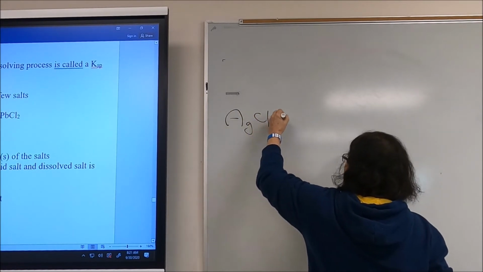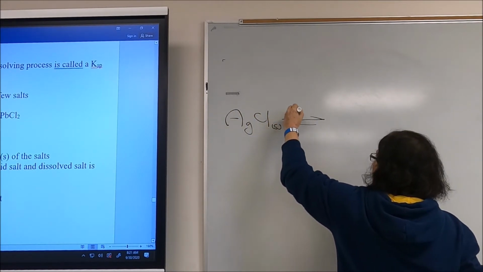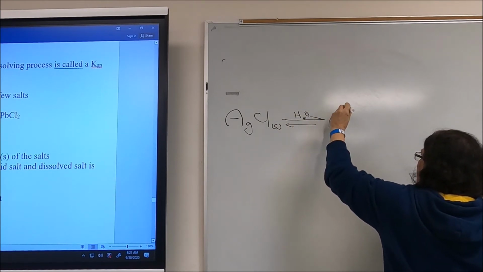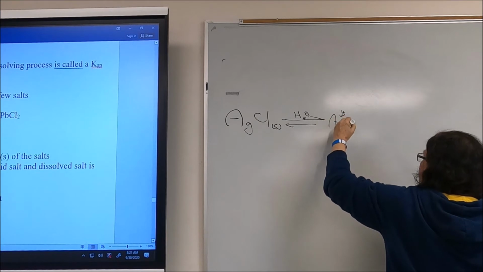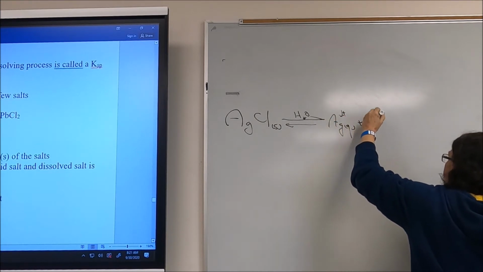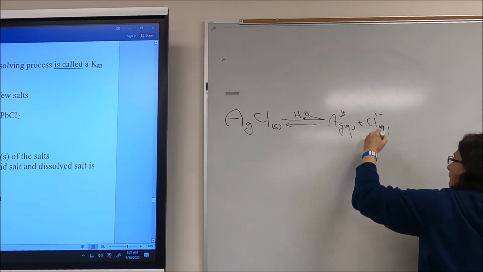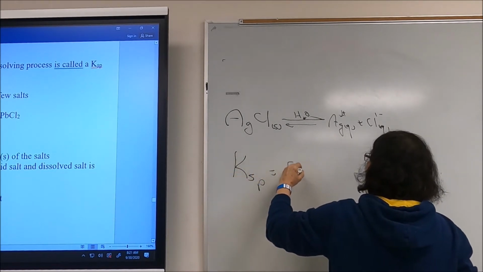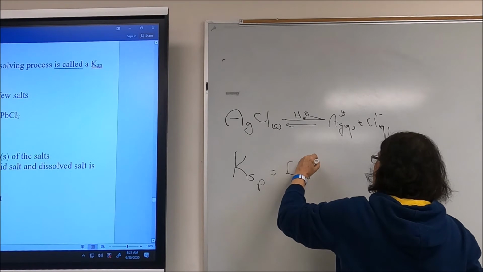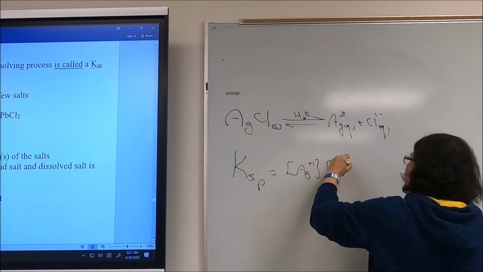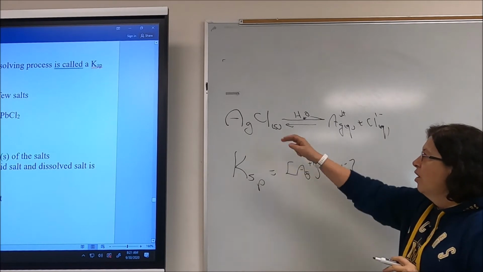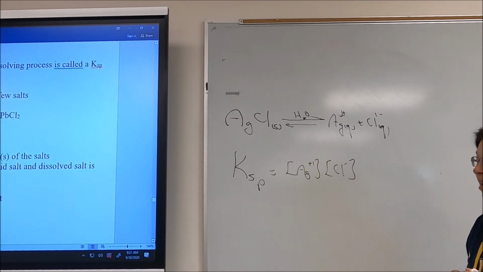Silver chloride solid in the presence of water goes to silver ions 1 plus aqueous, chloride ions 1 minus aqueous. The KSP here is just going to be silver ion 1 plus concentration times chloride ion 1 minus concentration. I don't include the silver chloride because it's a solid.